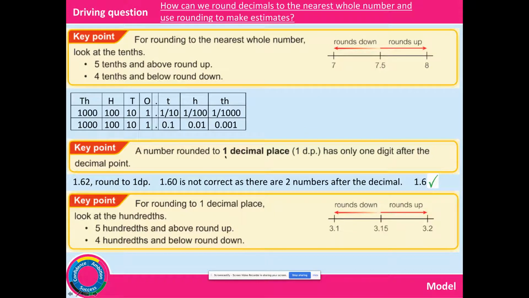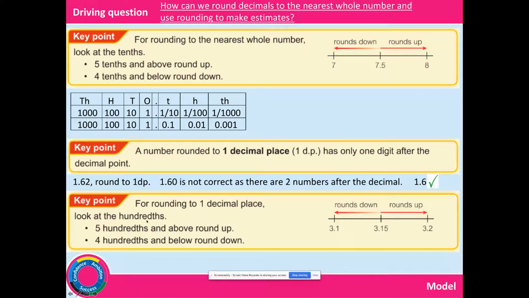Now, if you're asked to round to 1 decimal place, your answer must only have 1 digit in the decimal place. For example, if you were asked to round 1.62 to 1 decimal place, 1.60 is not correct, as there are 2 numbers beyond the decimal point. 1.6 would be your correct answer. You've rounded to 1 decimal place.